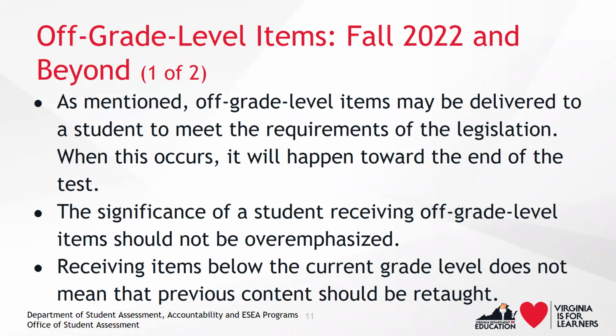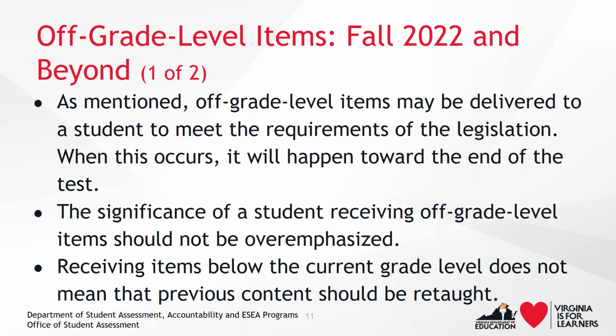As we have mentioned, the CAT algorithm may now deliver off-grade level items to students depending upon how they respond to the on-grade level items. When taking the test, students will first receive on-grade level items. Depending on their responses to these items, they may then receive below grade, above grade, or additional on-grade level items.